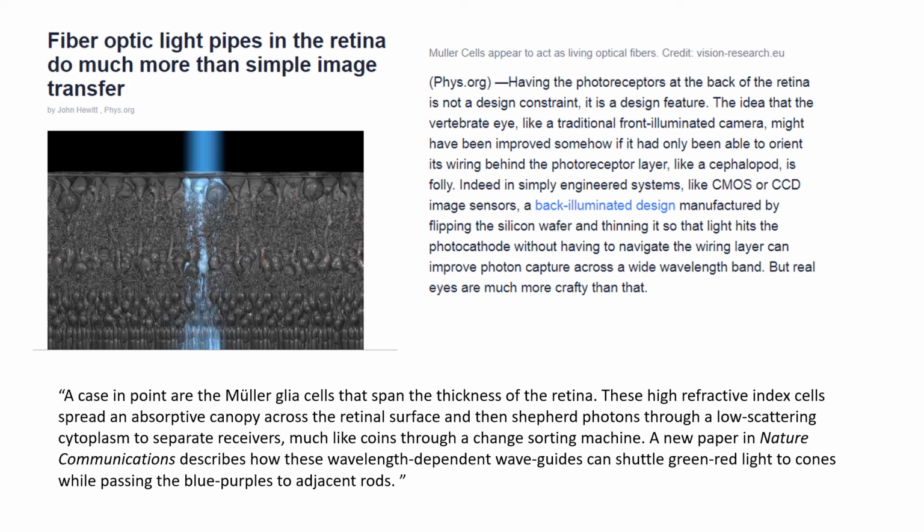And I will just read to you what is up on the right there, just so that we can digest it together. The idea that the vertebrate eye, like a traditional front illuminated camera, might have been improved somehow if it had only been able to orient its wiring behind the photoreceptor layer, like a cephalopod, is folly. Indeed, in simply engineered systems like CMOS or CCD image sensors, a back-illuminated design manufactured by flipping the silicon wafer and thinning it so that light hits the photocathode without having to navigate the wiring layer can improve photon capture across a wide wavelength band. So that's what you would do if you were constructing an artificial light capturing system. But real eyes are much more crafty than that.